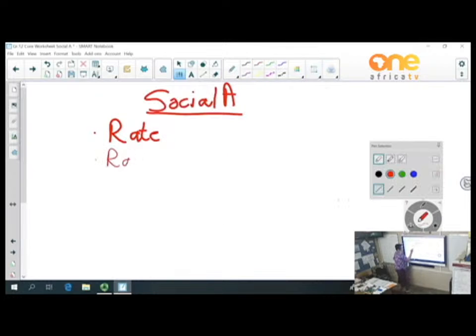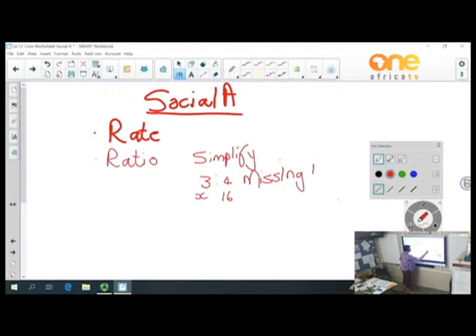Then ratio. Now, there were 4 methods of ratio that you learned. To simplify it in a certain ratio. Missing terms, where we say the boys to the girls is in the ratio 3:4, for instance. And there are 16 girls. How many boys are there? So this is missing terms. You have one of the terms. The next one is when we share in a certain ratio. So if we share in the ratio 3:4, then we have to add that ratio. So the one gets 3/7 of something, and the other one gets 4/7 of something.